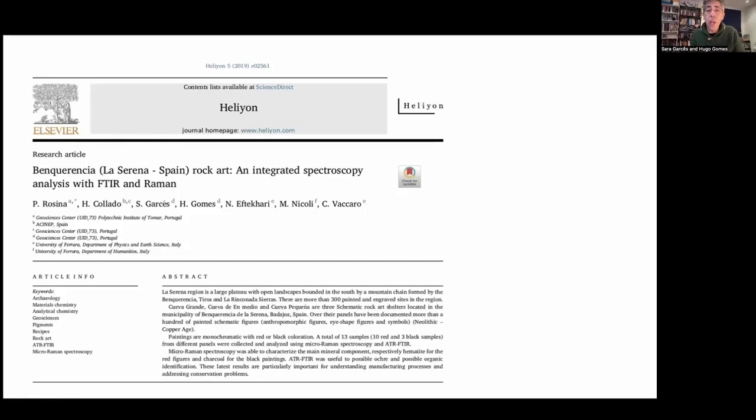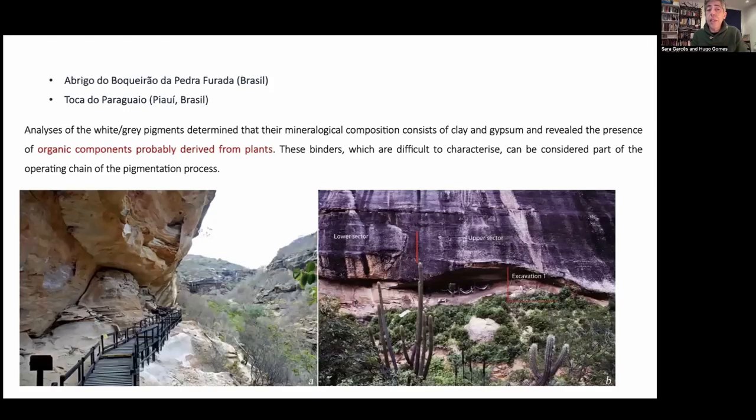You can search all these papers in ResearchGate and Academia.edu. They are free for download. Another example that we developed was in collaboration with a master student who works in Brazil, in Serra da Capivara, and we were also able to recognize the organic component, which in this case we identified as made from plants.